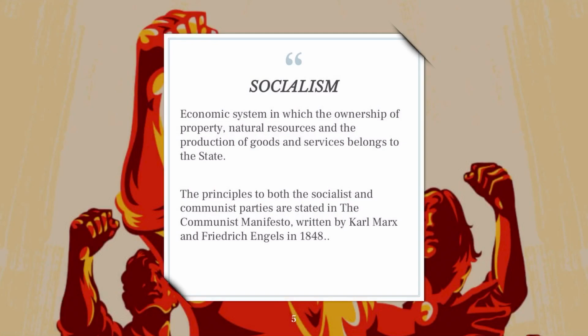Socialism is the economic system in which the ownership of property, natural resources, and the production of goods and services belong to the state. The principles of both the Socialist and Communist parties are stated in the Communist Manifesto, written by Karl Marx and Friedrich Engels in 1848.